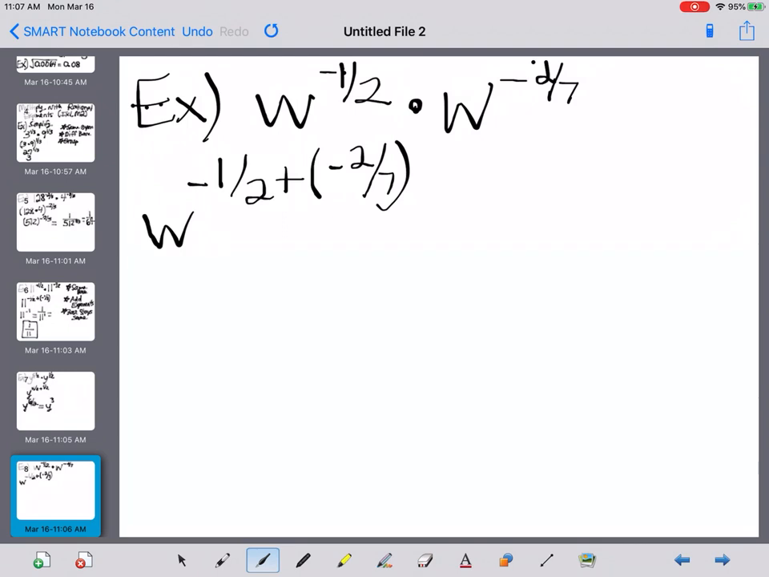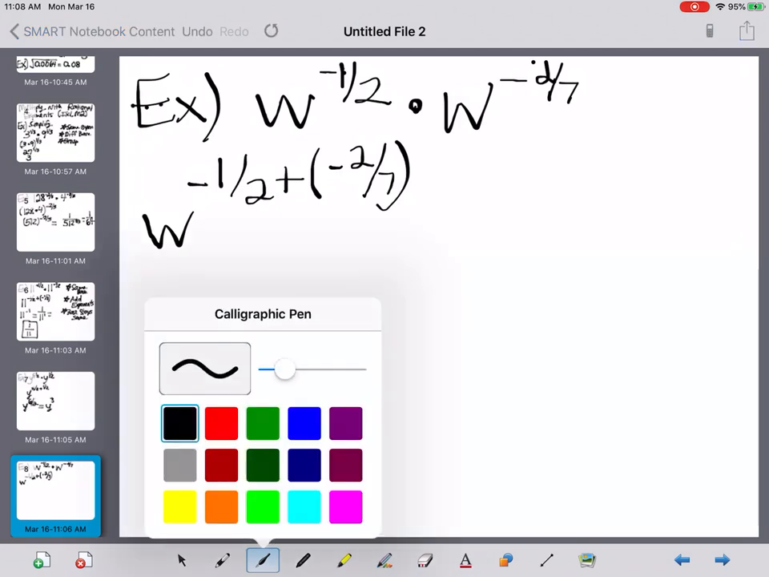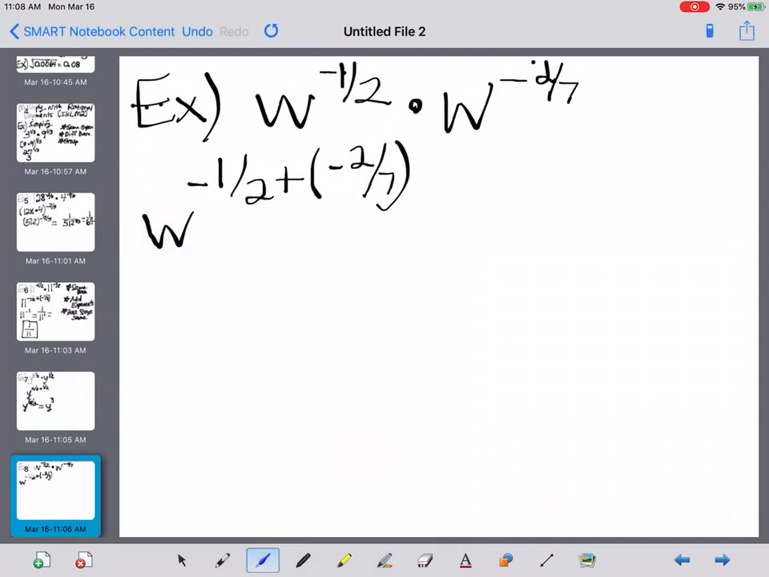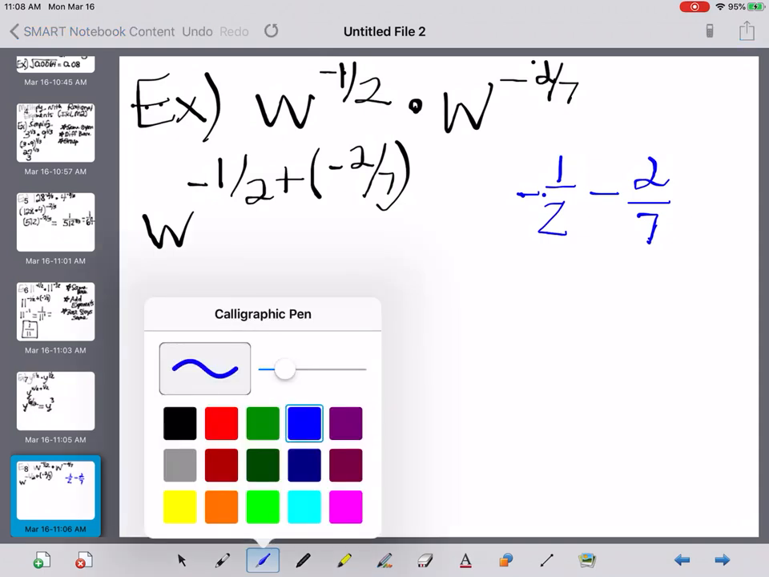So what I'm going to do here is negative 1/2. Let me just pick a different color. Let's do blue. So I'm off to the side. I'm going to do negative 1/2, and then minus 2/7. Okay, this really is being frustrating. All right. So my common denominator, I'm thinking, what number will 2 and 7 both go into? Well, I know they both go into 14.